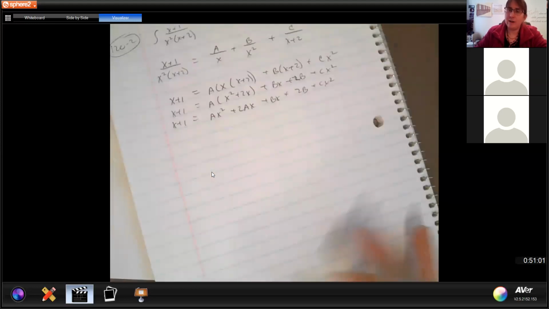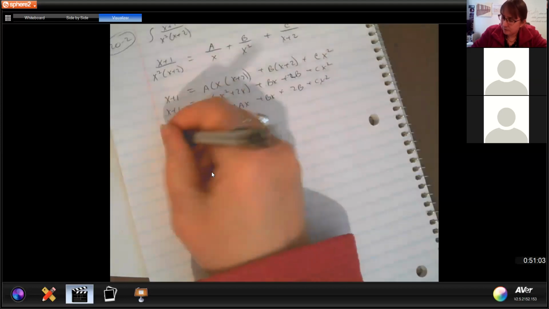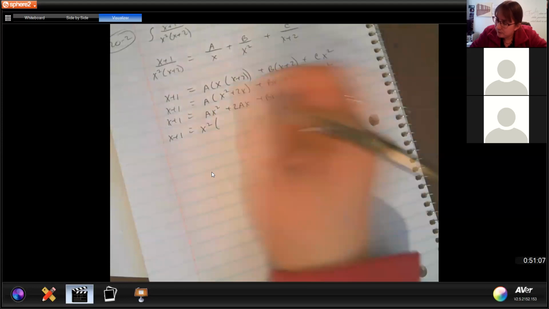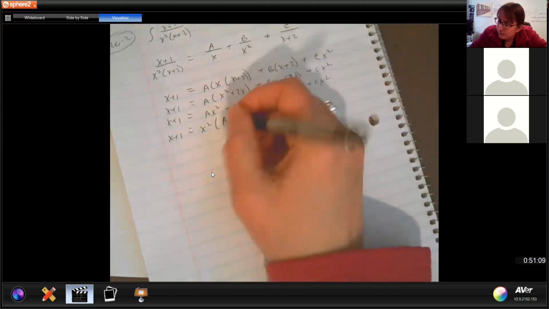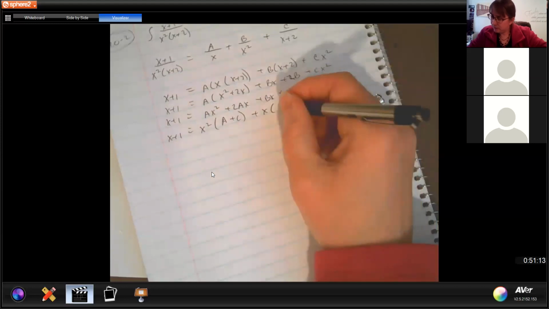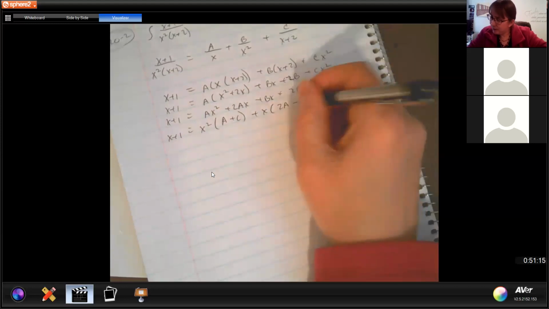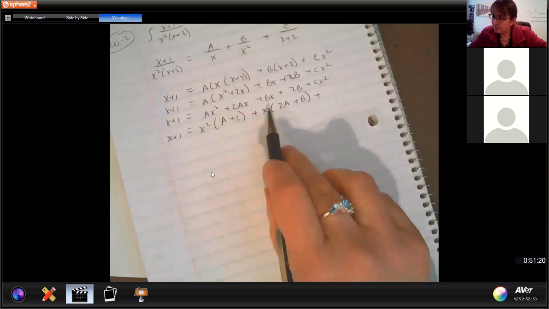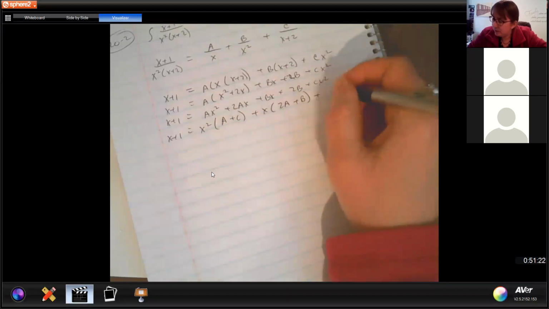And then gather all like terms. So we're gathering all our x squareds. We have an a plus c. Gathering our x's, we have a 2a plus b. And then gathering our constants, which is a 2b.